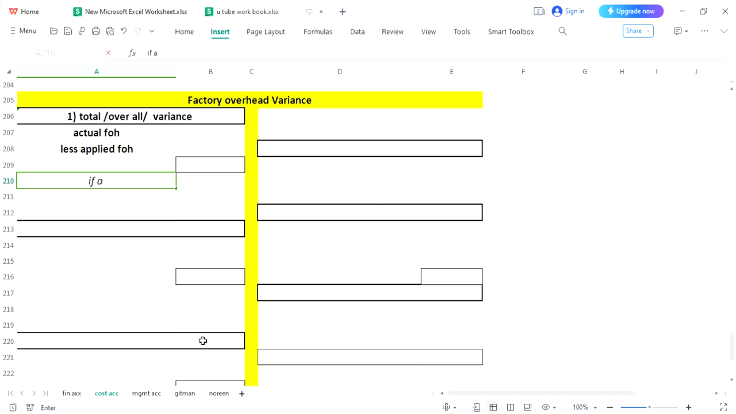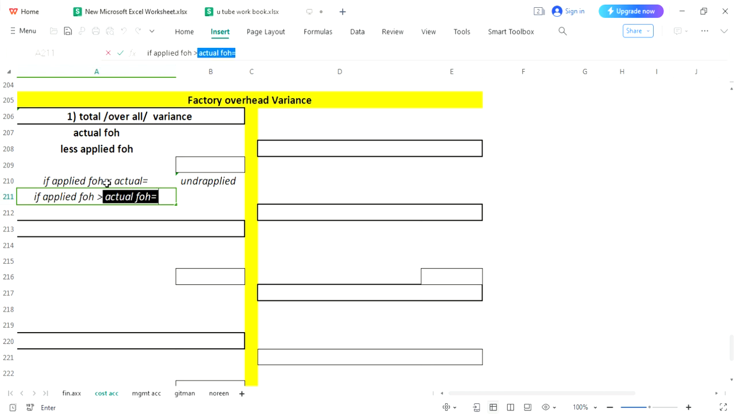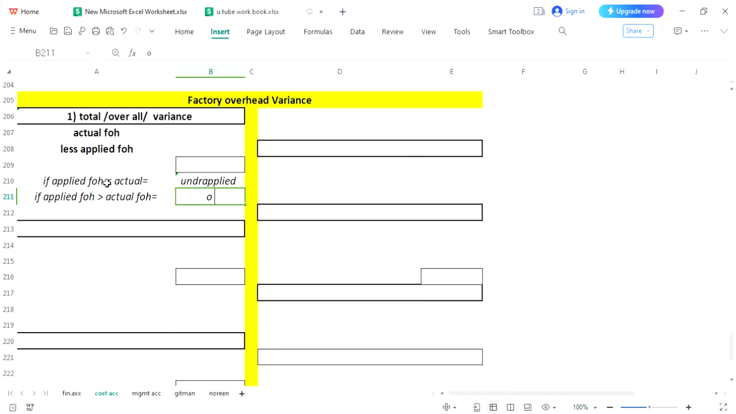So if your applied FOH is less than actual FOH, meaning the comparison between actual and applied shows applied is less, you will conclude it is under applied FOH. And contrary to above, if applied FOH is more than actual, it means applied is more, and you can conclude it as over applied FOH.